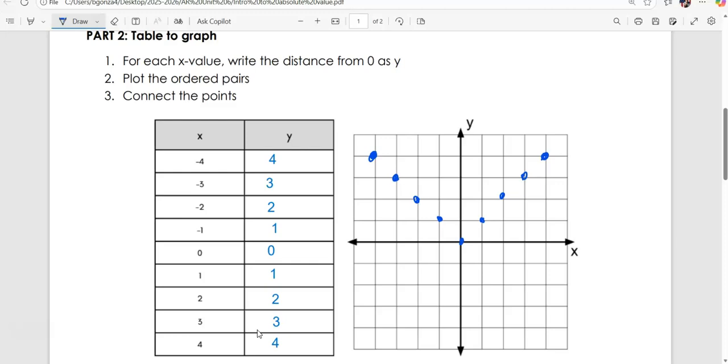This is not like quadratic. It's not round. It makes a nice straight line. And then it's like it bounces off of the origin and makes a nice straight line. Okay?